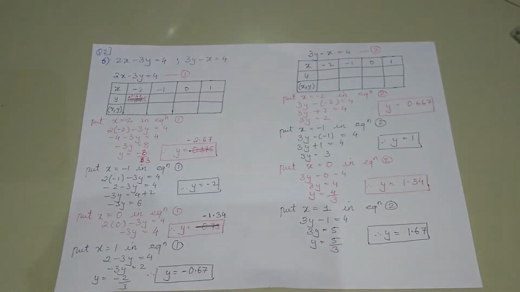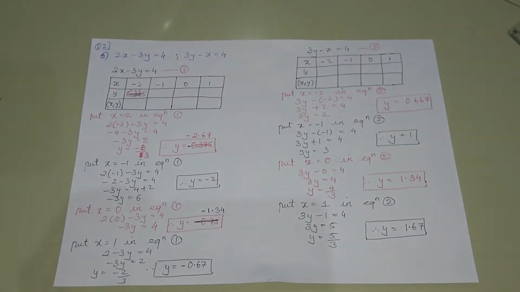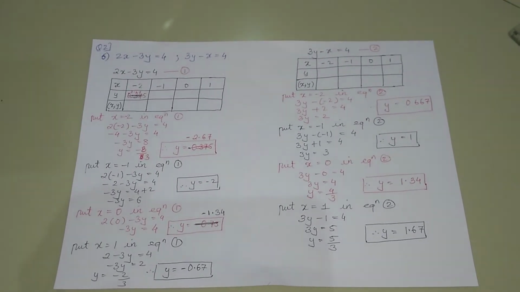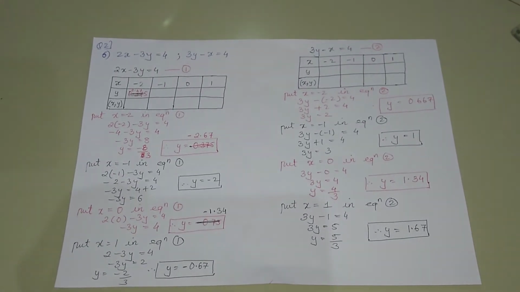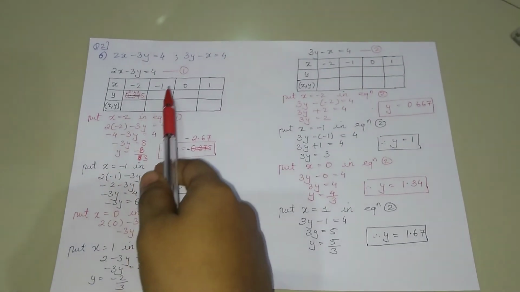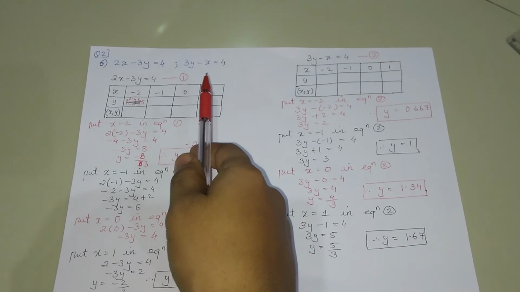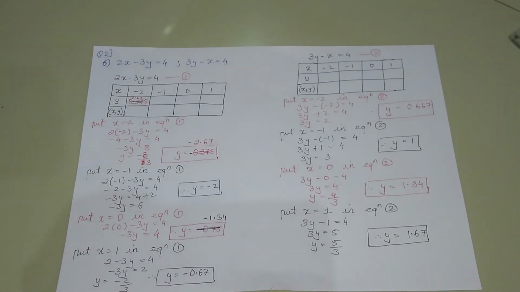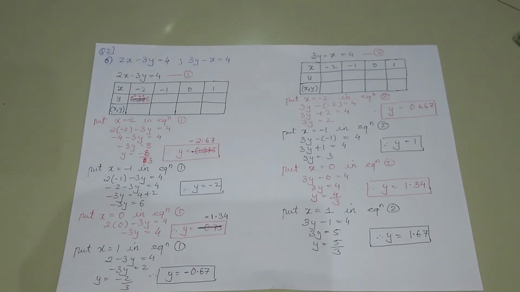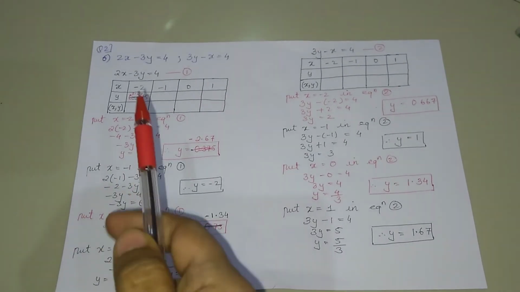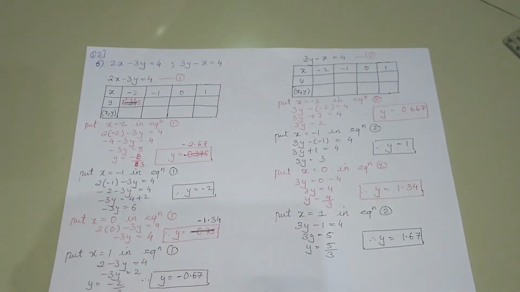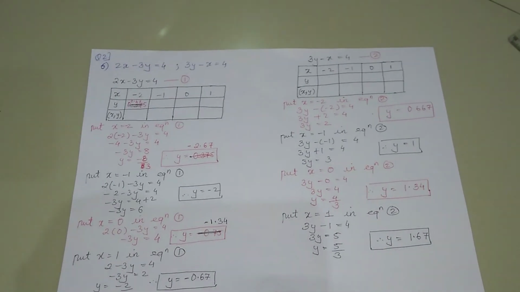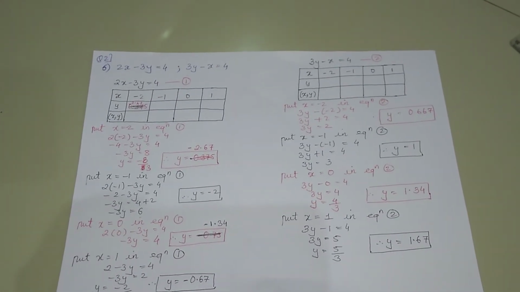This is one more sum I'll be solving and showing you so that it will be better for your understanding. Let's quickly go to the question: 2x minus 3y is equal to 4 and 3y minus x is equal to 4. We'll mark 2x minus 3y is equal to 4 as equation number 1, and the other as equation number 2. As I told you, now we can take any of the values like -2, -1, 0.